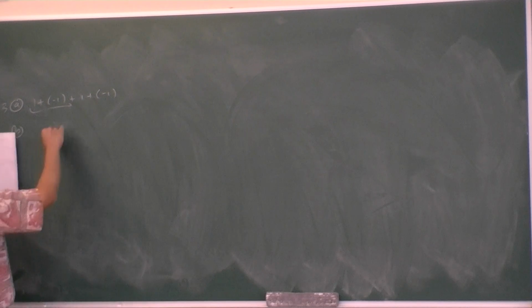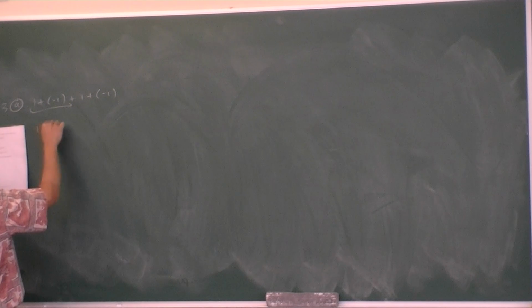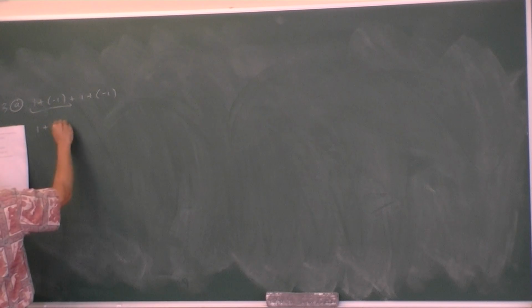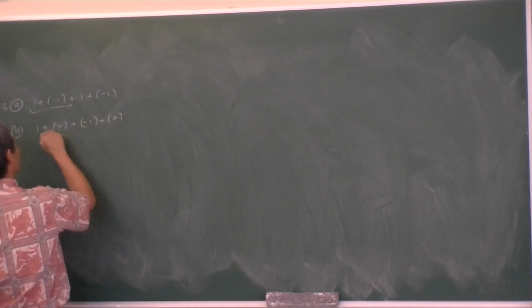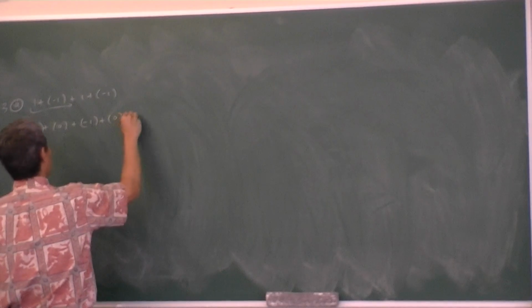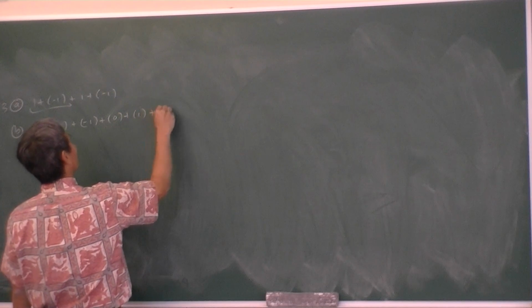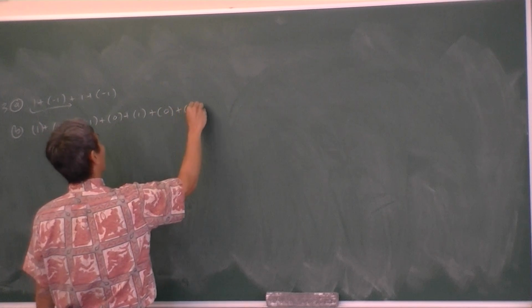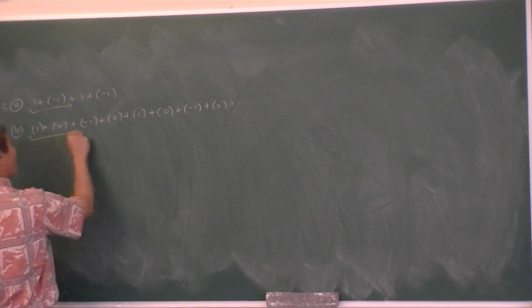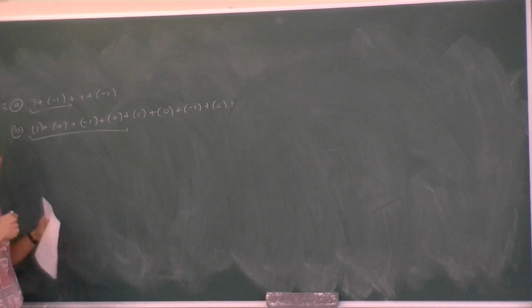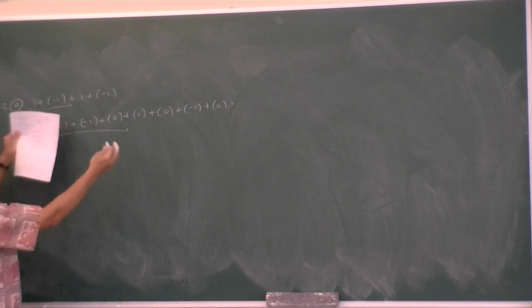Okay, what about B? Write out the first few terms. 1, 0, negative 1, 0. Why am I putting the 0 in? Just gonna have to put them all in parentheses. Plus 1 plus 0 plus negative 1 plus 0. What's the pattern in this one? Every 4 repeats. But you can't see the pattern unless you write it out.